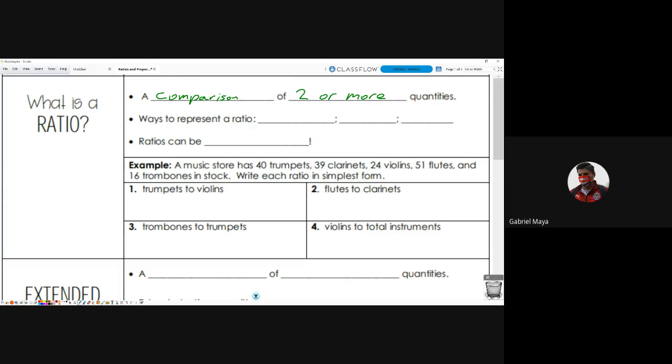These will be numbers, so you can say A to B, you can say A over B, or you can say A colon B. I prefer the last one, A colon B, although when you say it, I always say A to B, so that's the first one. And ratios can be simplified.